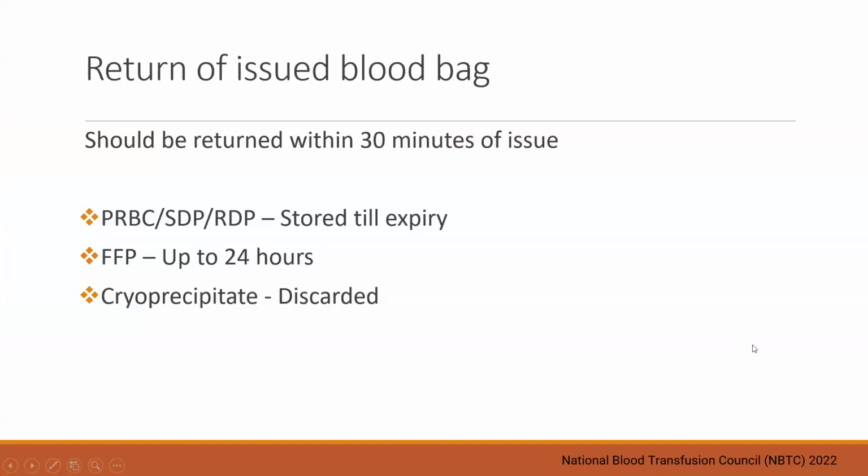Now, move on to the next slide, sir. When any blood component is issued from the blood bank, if it is not transfused, it should be returned to the blood bank within 30 minutes of issue. PRBC, SDP and RDP, if returned within 30 minutes, can be stored till their expiry date. For FFP, if it is returned within 30 minutes, it can be stored up to 24 hours at respective temperatures. And cryoprecipitate, once issued, if not taken back, it should be discarded.